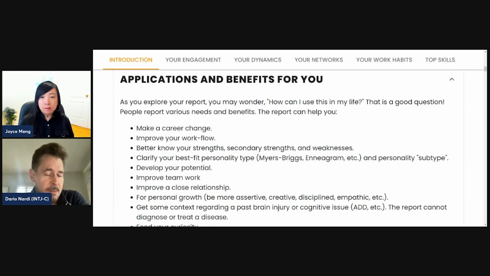Because we talk about the subtypes, we can also talk about things for personal growth. So being more assertive, creative, disciplined, empathic, those are all things that show up in the brain.